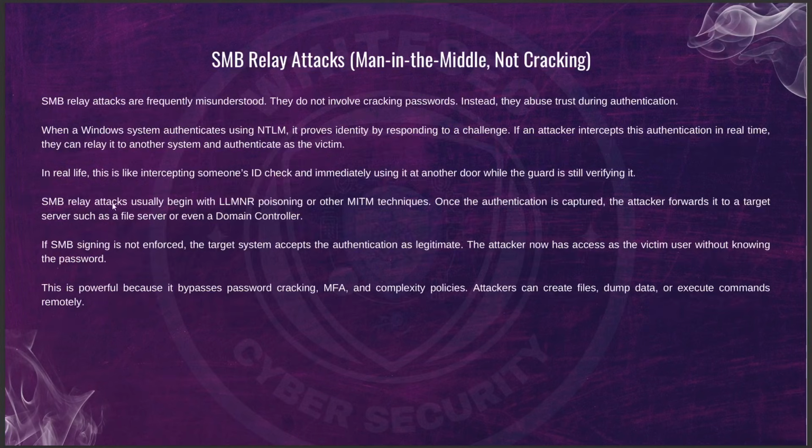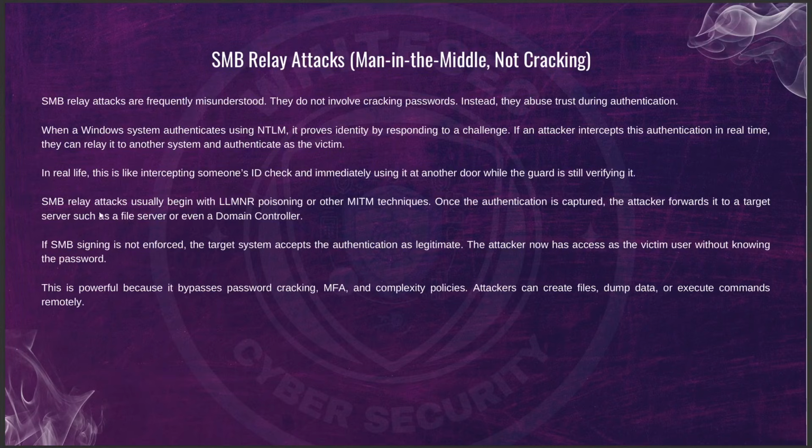Now there is another excellent attack, SMB relay attacks. SMB relay attacks are frequently misunderstood. They do not involve cracking passwords. Instead, they abuse trust during authentication. When a Windows system authenticates using NTLM, it proves identity by responding to a challenge. If an attacker intercepts this authentication in real time, they can relay it to another system and authenticate as the victim. In real life, this is like intercepting someone's ID check and immediately using it at another door where the guard is still verifying it.